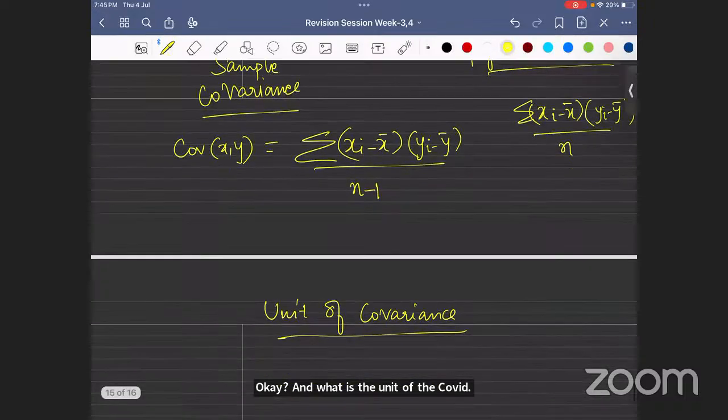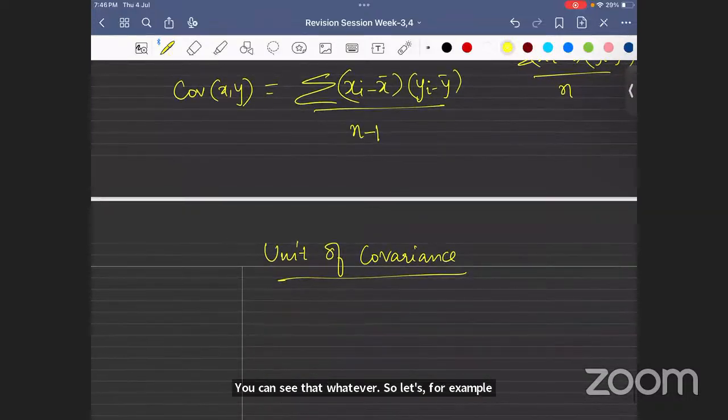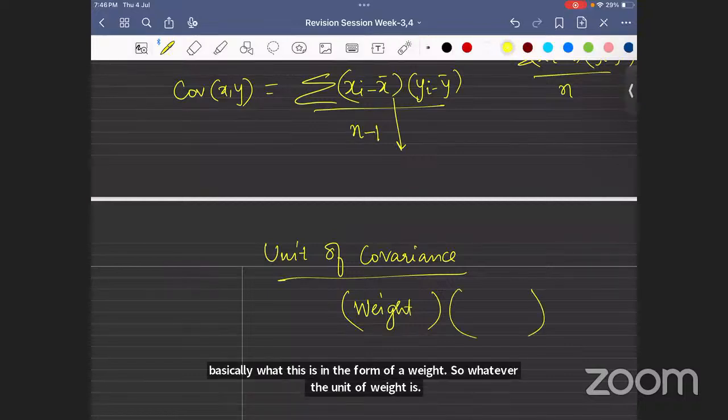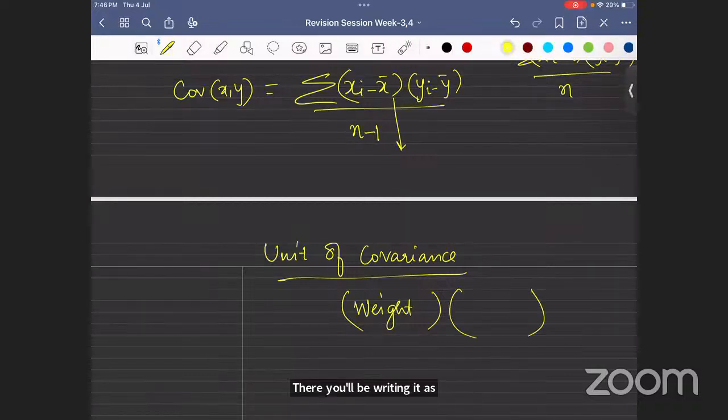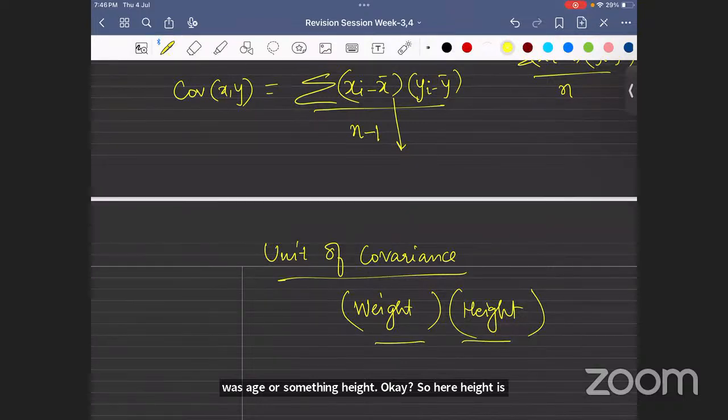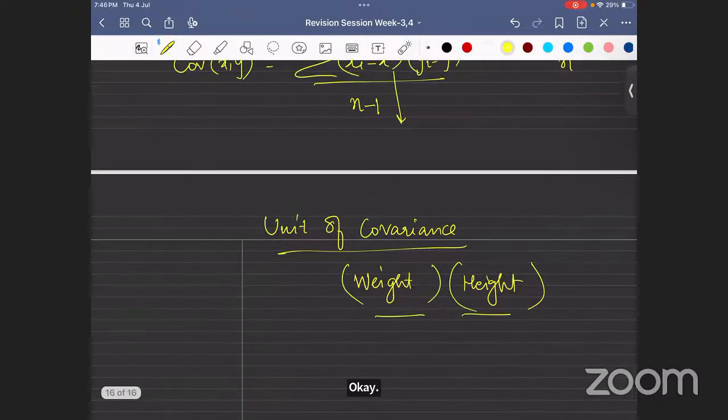For example, the first numerical variable was given as weight, so whatever the unit of weight is, you'll be writing it here. And let's say the second numerical variable was height. So the product of the units of both numerical variables will be the unit of the covariance. So this is the unit of the covariance.